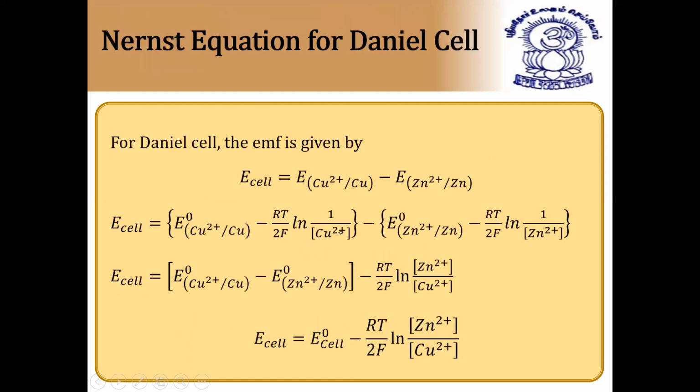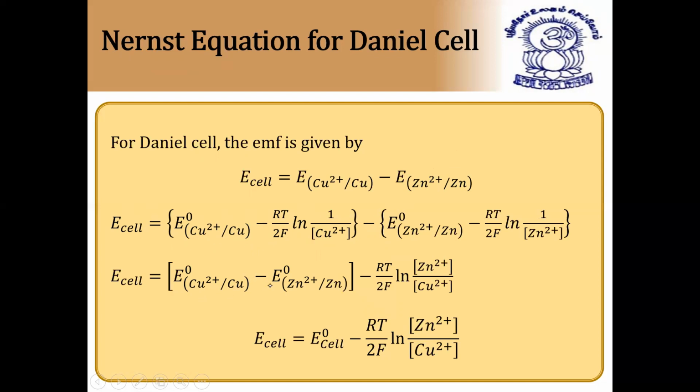Next, the Daniel cell for copper and zinc, you can see here. E° of cell is already known: E° of cathode minus E° of anode. The cathode is Cu2+ to Cu, the anode is Zn2+ to Zn, right minus left. So how will you apply this? EMF of the cell is equal to E° of Cu2+ to Cu minus... simply you can write straight away E° of cell, because the second step is quite confusing. No need to take this.